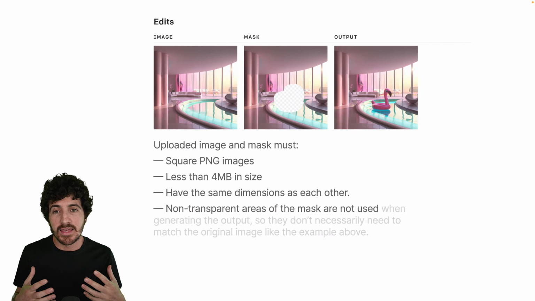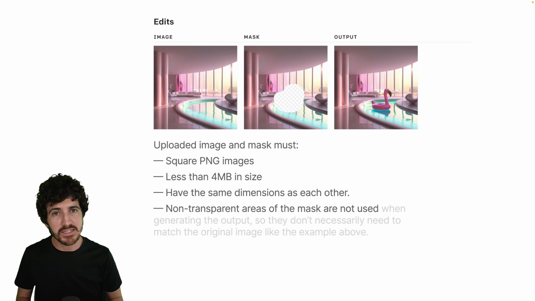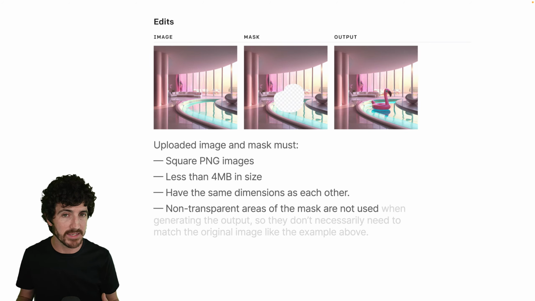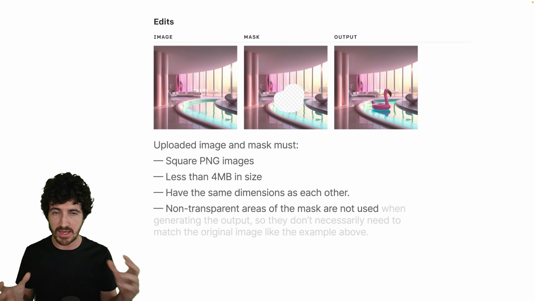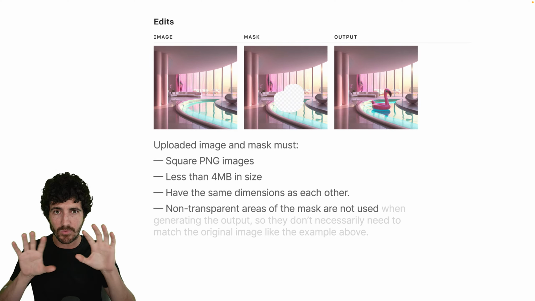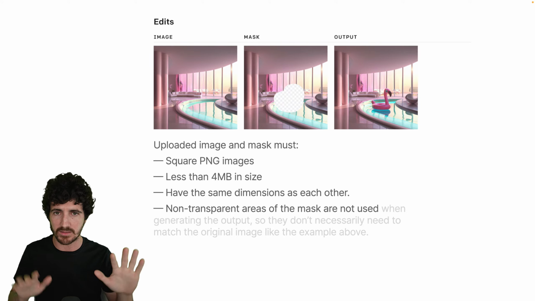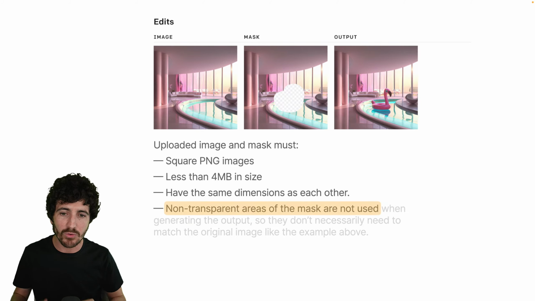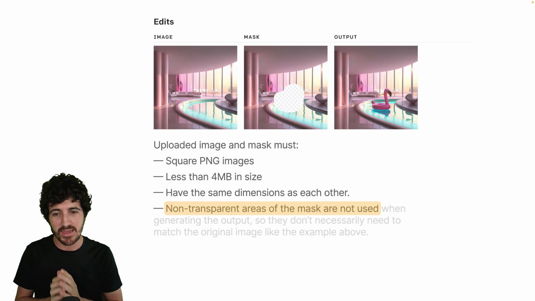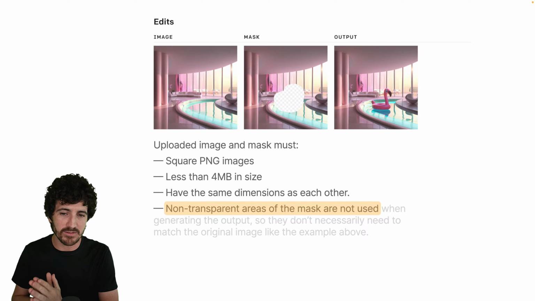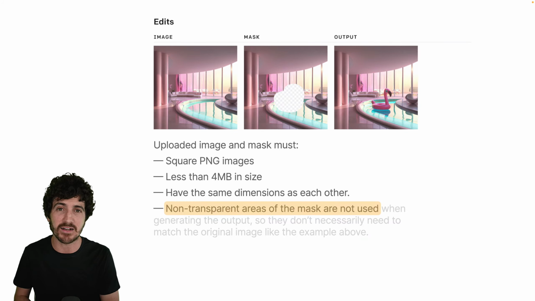So a note on the mask, right? For these masks, we need PNG images. We need them to be 4 megabytes in size or less each and have the same dimensions as each other. So they can have different dimensions, but both images have to be the same. So it doesn't need to be 1024 when you send it, but they have to have the same one. And then a note on the masks, right? It just says that the non-transparent areas of the mask are not used.